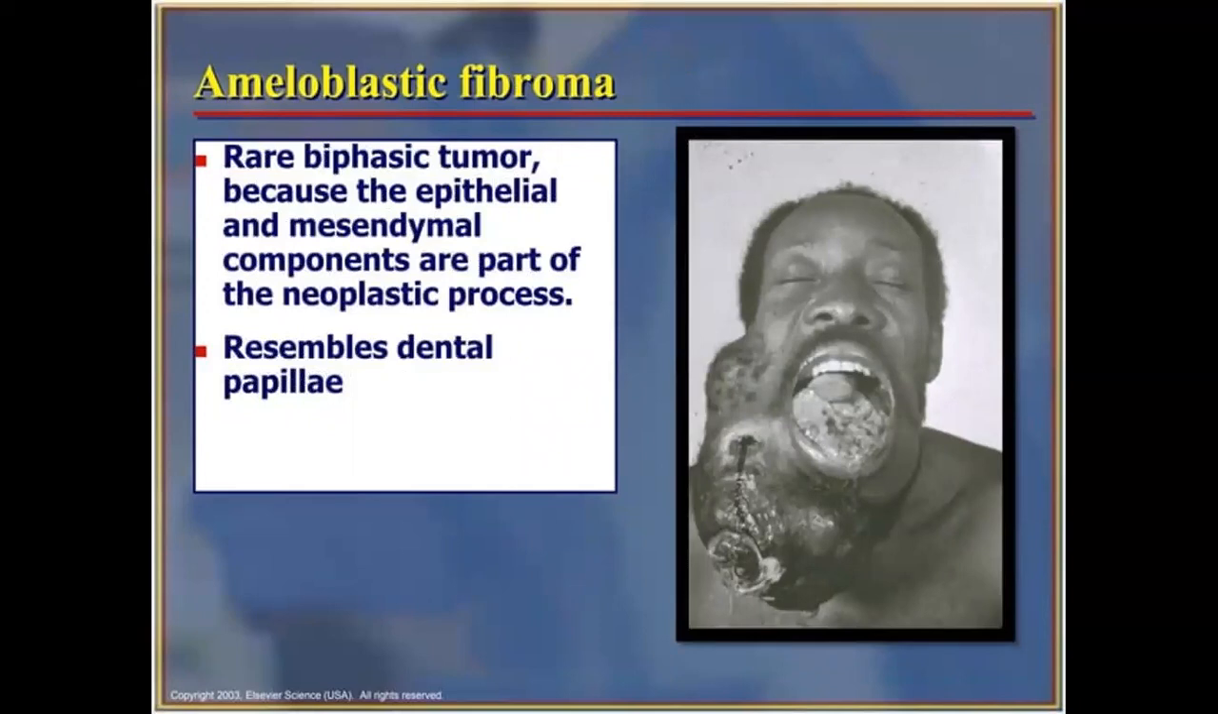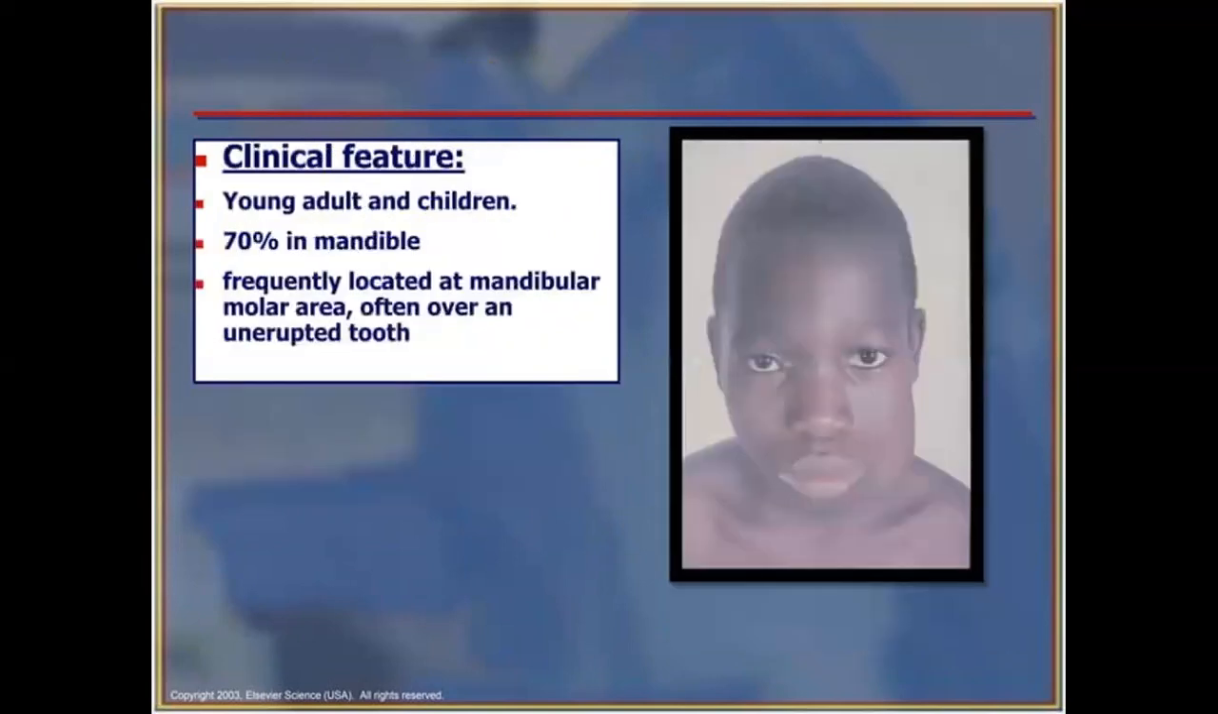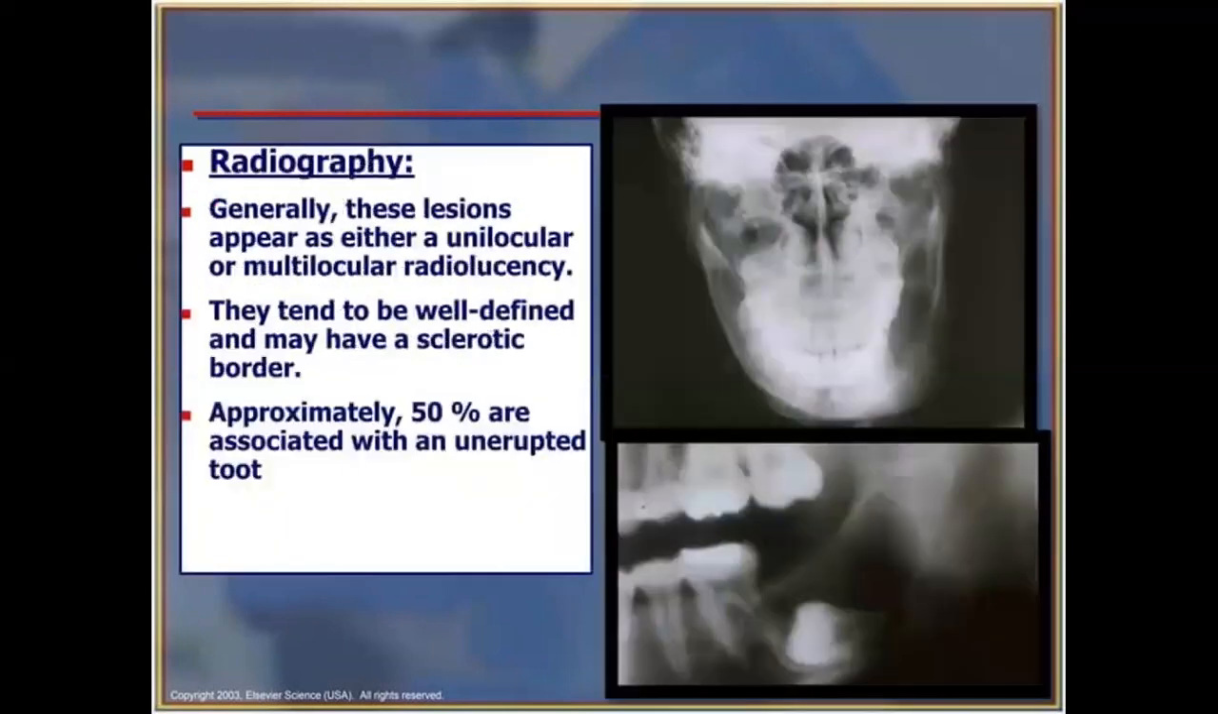Ameloblastic fibroma is another rare biphasic tumor, because the epithelial and mesenchymal components are part of the neoplastic process, resembling dental papillae. The clinical features could be seen in young adults and children, and you can actually see them in display. In radiography, these lesions appear as either unilocular or multilocular radiolucency. Approximately 50% are associated with an unerupted tooth.